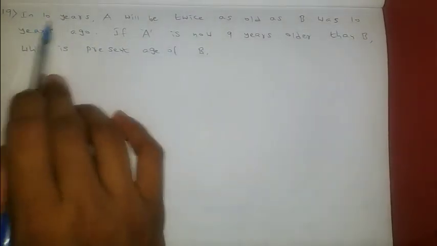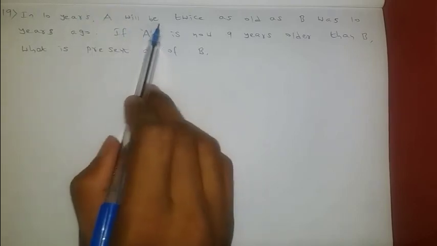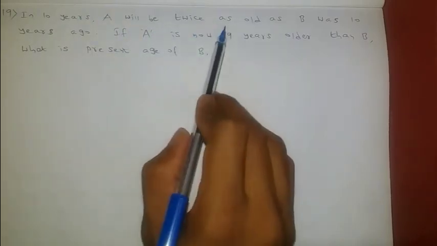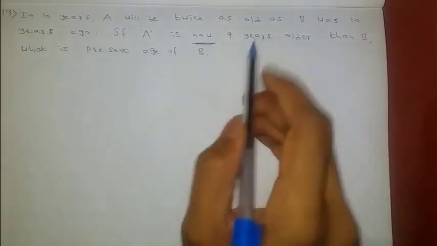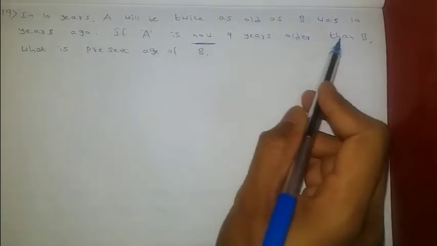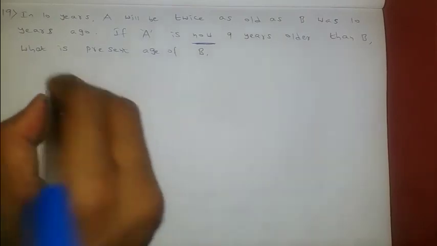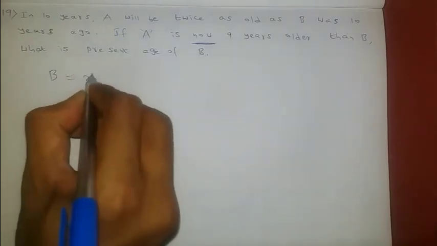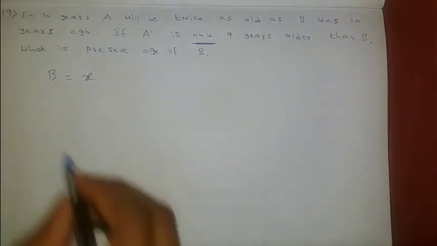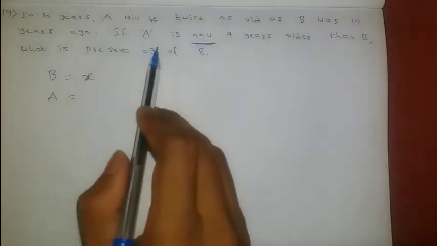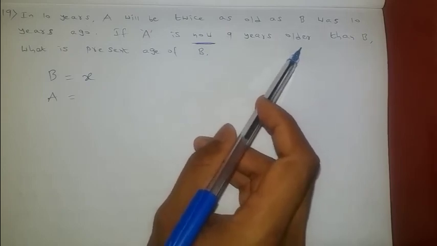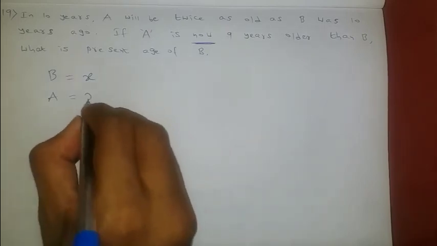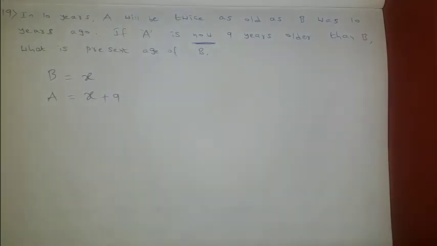19th question. In 10 years, A will be twice as old as B was 10 years ago. If A is now 9 years older than B, so B is the last word, so the present age of B is x. Then what about the present age of A? He clearly mentioned A is now 9 years older. Older is nothing but elder, elder is nothing but bigger. So 9 years bigger, so x plus 9.